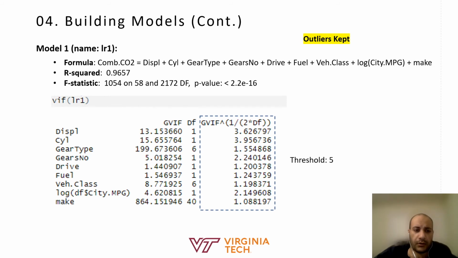The first model that I built had the formula where the response, the CO2 emission, is equal to almost all the variables in the data set that I can predict on. The result is an R square of 0.9657, which is 96.5%. Here the F statistic is 1054, and the p-value is very, very small. That means our model is worth it. Then I did the VIF analysis, and I set the threshold to be 5. I found no value exceeding 5, which means I don't have any linear relationship between any variables in the model. So this model is good.